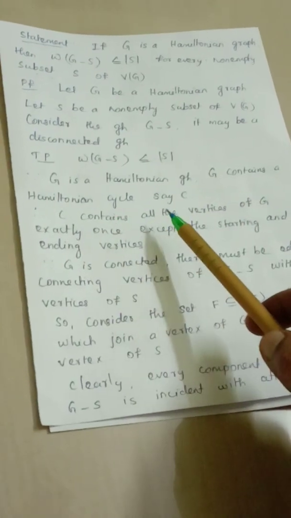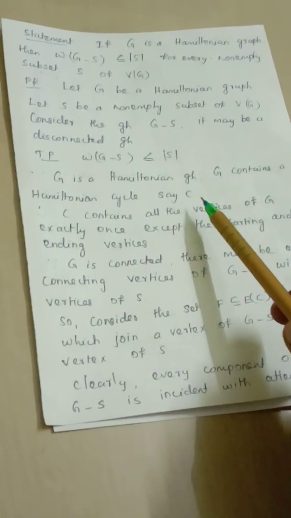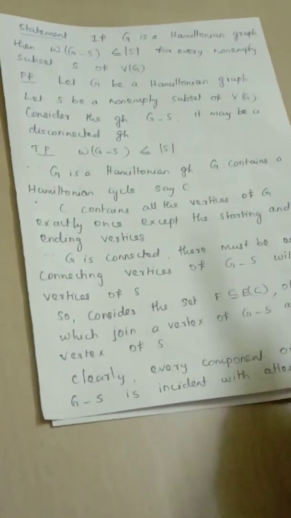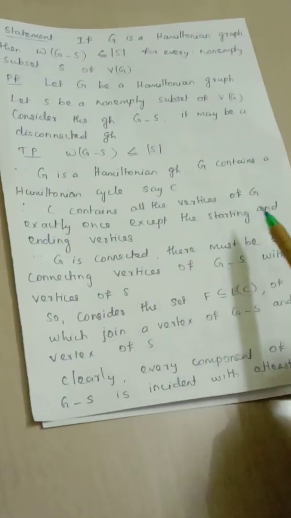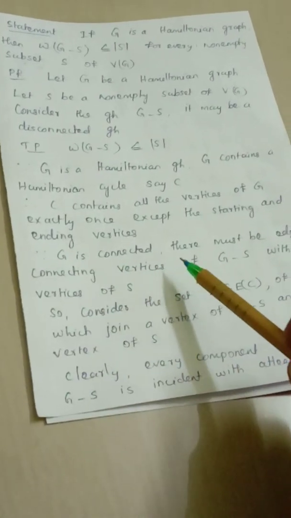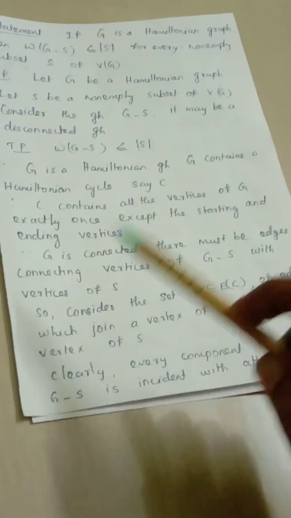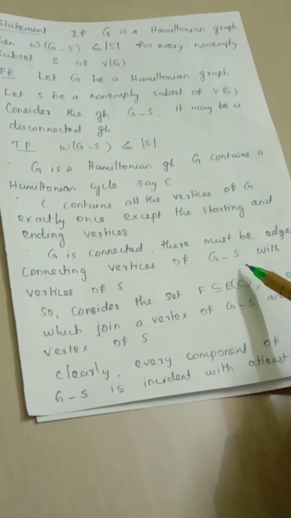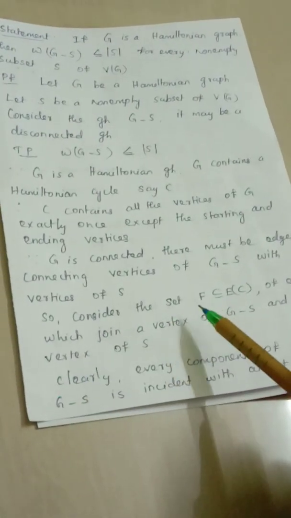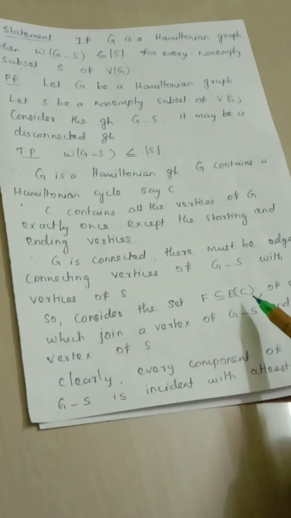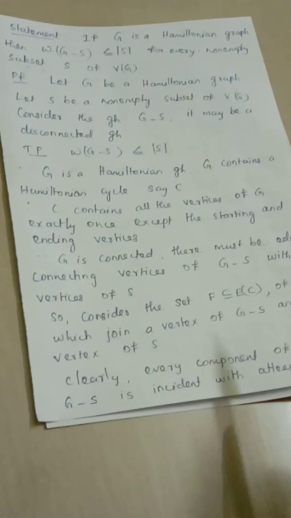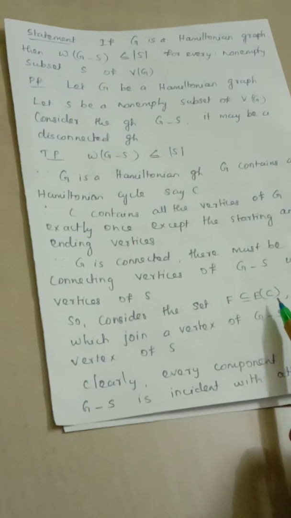Therefore, G contains a Hamiltonian cycle, namely C. That is, C contains all the vertices of G exactly once except the starting and ending vertices. Since G is a connected graph, there must be edges connecting vertices of G − S with vertices of S. So we are considering the set F, which is a subset of the edge set of C, that is E(C). So F is nothing but a collection of edges from the set E(C).